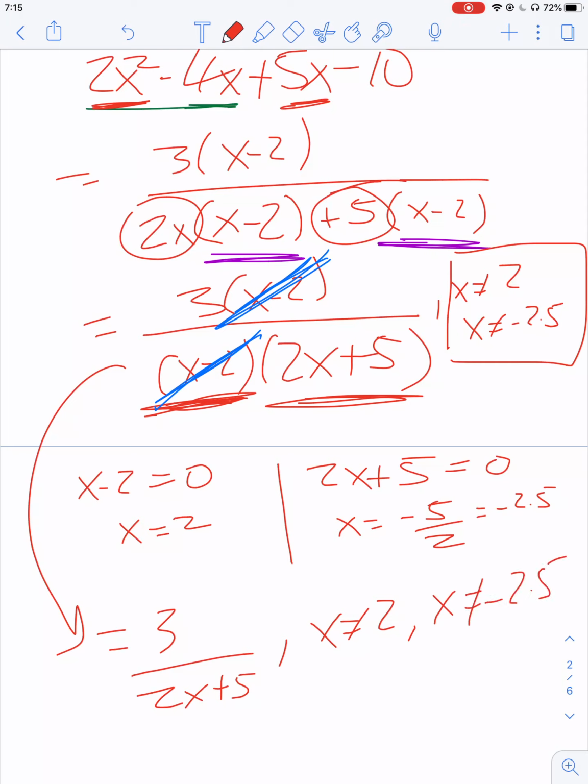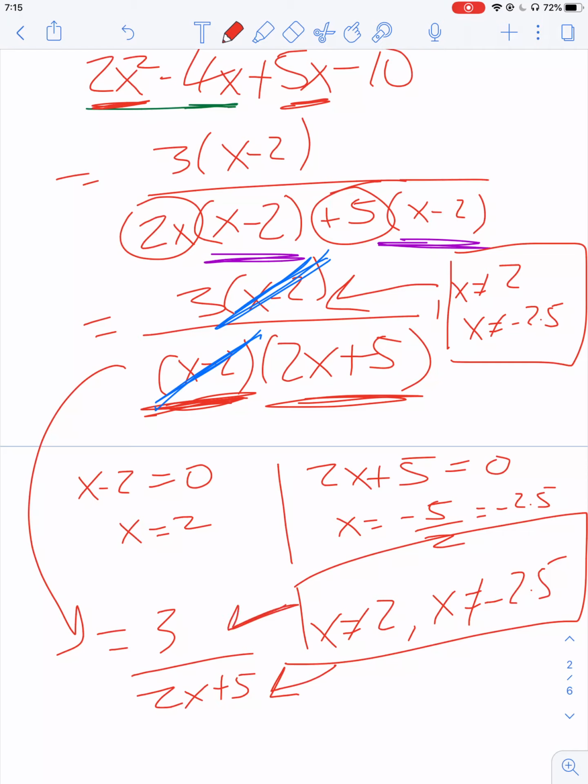Now, you see in this function, if you put x equals 2, there is no issue, right? Because 2 times 2 will give you 4, 4 plus 5 will give you 9. So there is no issue, but you still have to keep the same restrictions, okay? You still have to keep the same restrictions because they apply to the original question.